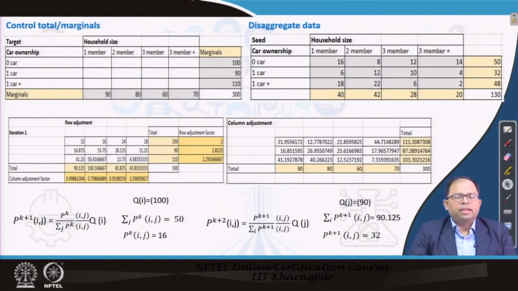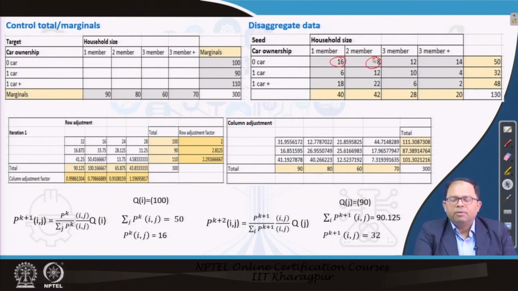So, in this particular example, you can see we have got a classification table. This is the seed data from the sample population that we have maybe surveyed for a particular area. We have household size for 1 member households, 2 member households, 3 member households, and more than 3 member households. Similarly, we have car ownership data for 0 car households, 1 car households, and more than 1 car households. These are the totals for each group, and these are the seed data.